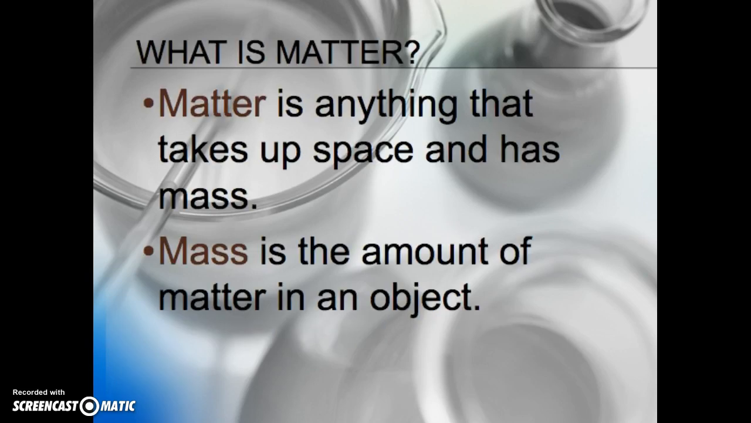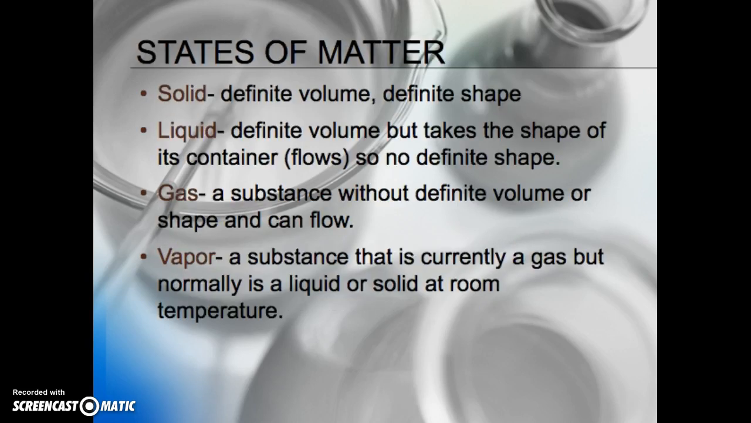So to start with, matter is anything that takes up space and has mass. And we should know that mass is just the amount of matter in an object. Since you're little, you probably have had experience with the different phases of matter, but let's just go over the key features that you should know. So first we have solids. Think about any particular solid that you would hold, let's say like a cube. It has a definite volume and a definite shape.